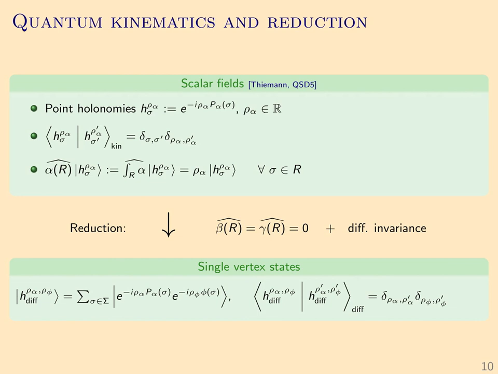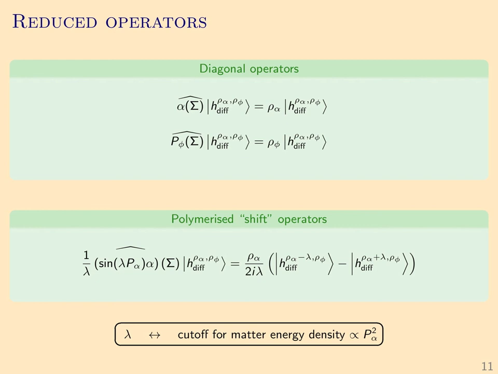Okay. So let us move then to the next slide, number 11, where we look at reduced operators. So the first set of reduced operators are diagonal operators in the first box. So we can just take alpha and integrate it over all of the spatial slice, so over all of sigma. And we find this obviously acts again by multiplication by rho alpha. And it is also obviously diffeomorphism invariant because sigma is preserved by a diffeomorphism. The same thing works for the momentum of the scalar field p phi. You integrate it over sigma and it multiplies the state by rho phi.